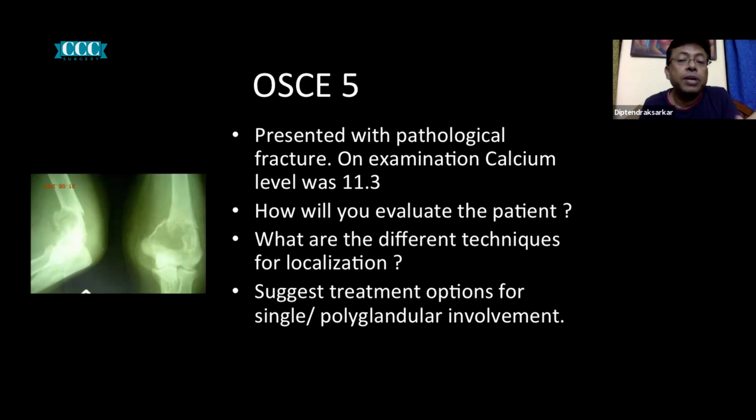You do an MIBI, it may or may not show anything, or maybe it's showing 1 or 2 or 3 glands. So if there is no localized pinpointed lesion which is restricted to one gland, then we suspect that we are dealing with all 4 gland pathology, and this is an indication for all 4 gland exploration. If you have preoperatively found it to be localized to one gland, then it's a single gland exploration.